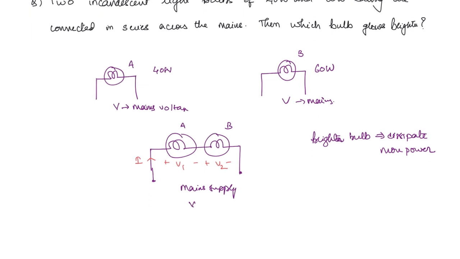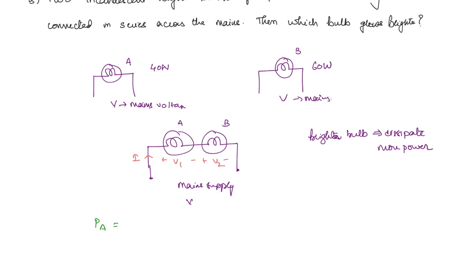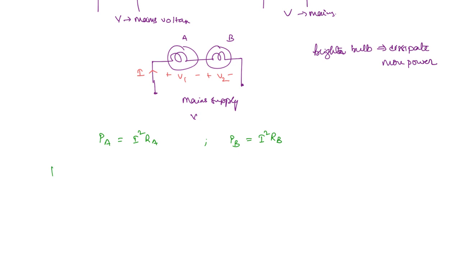So the power that is dissipated by bulb A is given by I square into RA, and by bulb B is I square into RB. So which one is greater will now depend on the resistance values, because I is the same. Whichever resistance is high, that bulb will glow brighter. So we need to find which resistance is high. That we can find from this case. How to find which resistance is more.